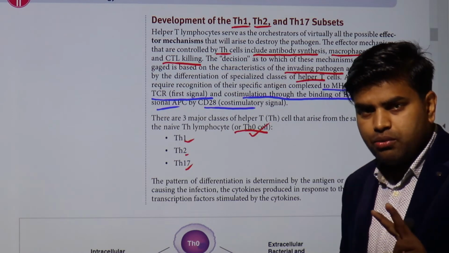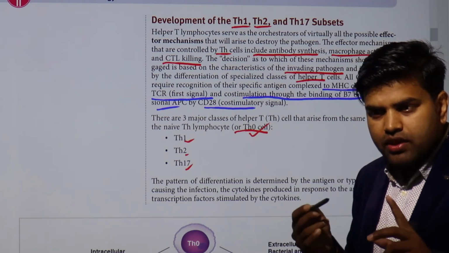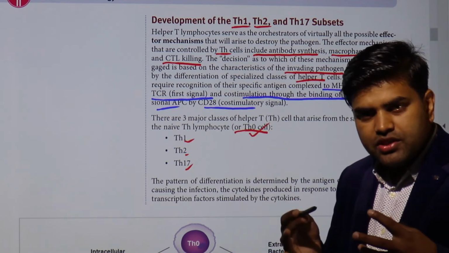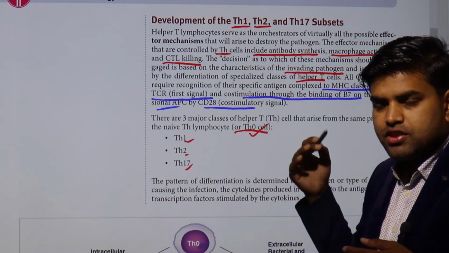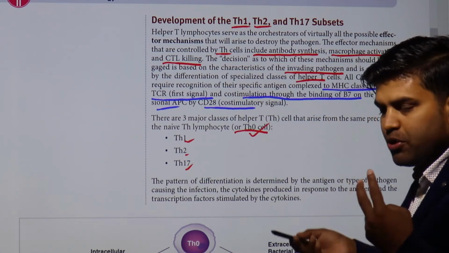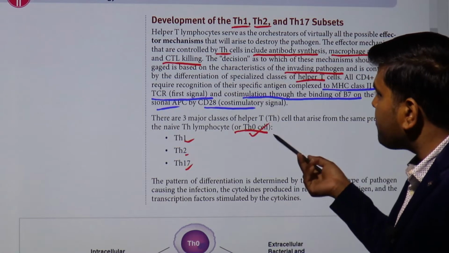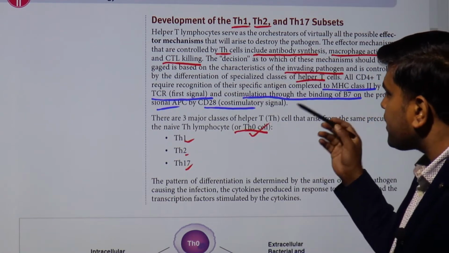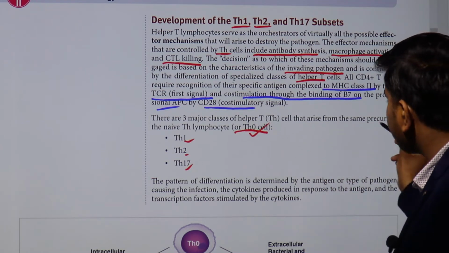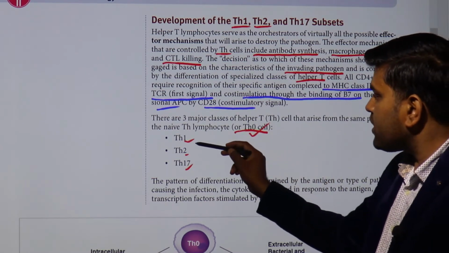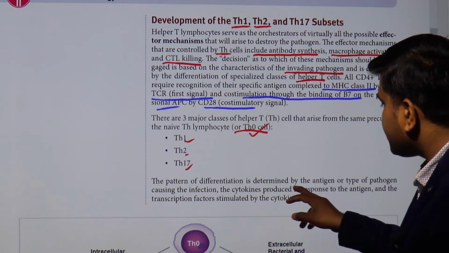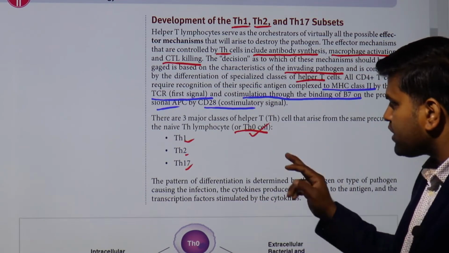So there are two signals required. First, the antigen processed by the antigen presenting cell is checked by the TCR, and then there is the B7 and CD28 combination as the co-stimulatory signal. After the two signals, the cell gets activated, and depending upon the nature of the invading pathogen, it will be differentiated. The three major classes of helper T cell that arise from the same precursor naive T lymphocyte are Th1, Th2 and Th17. The pattern of differentiation is determined by the antigen or the pathogen causing the infection.